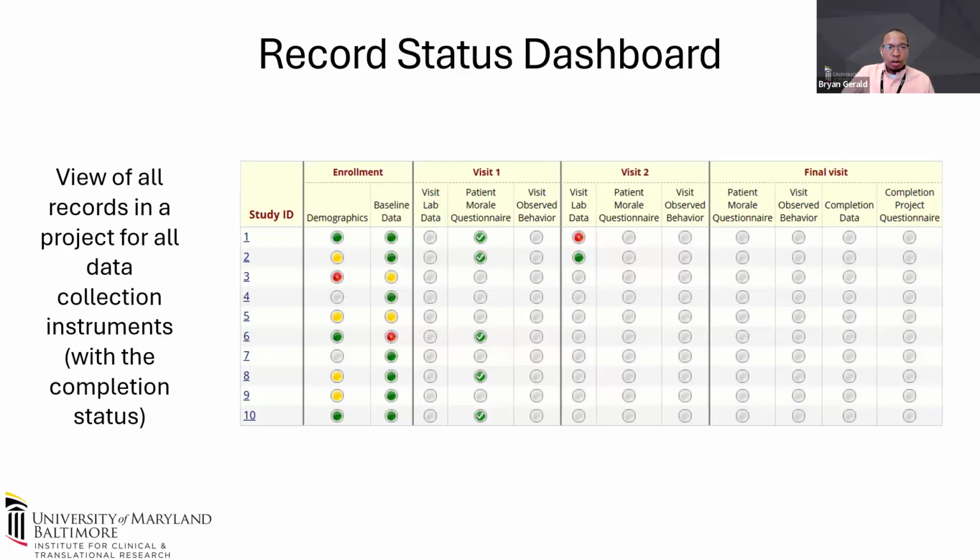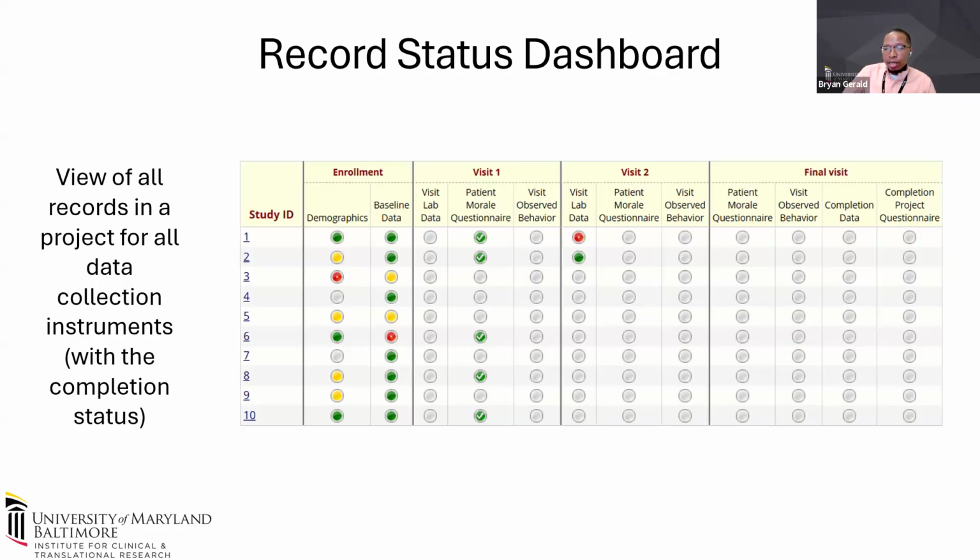So next, moving on to our record status dashboard. The record status dashboard is found in every project, and it provides a visual high-level view of data collection progress across an entire REDCap project. Each row represents a participant or a record, and each column represents a data collection instrument. The dashboard uses color-coded statuses to quickly show whether a form is incomplete, unverified, or complete, making it easy to see steady progress as you move forward.